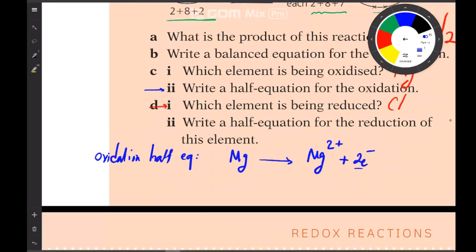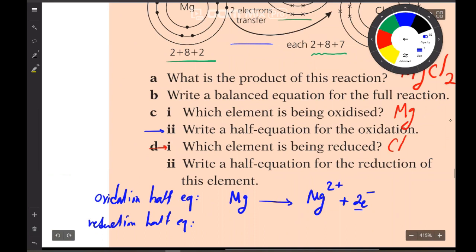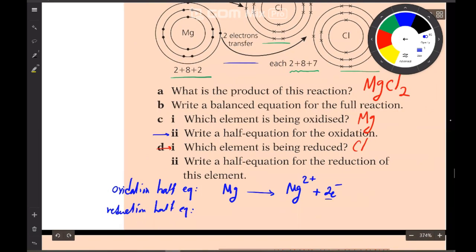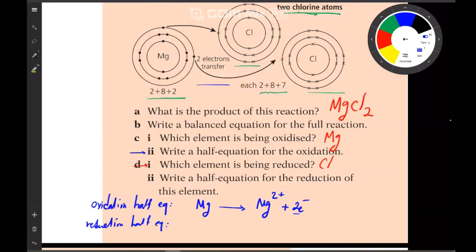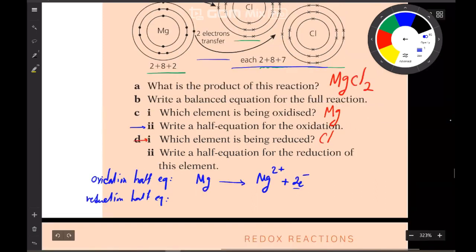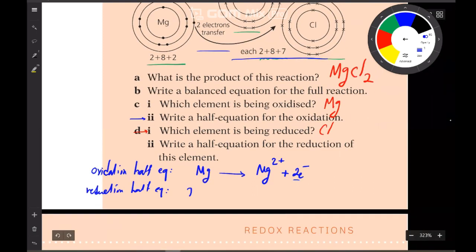And for reduction half equation, okay, so for reduction half equation, what did you have at the left side? You had 2 chlorine atoms, as you can see here. So you have 2 chlorine atoms. What do you have on the other side? You have 2 Cl-. But you know, for the chlorine, you can write this one as Cl2.